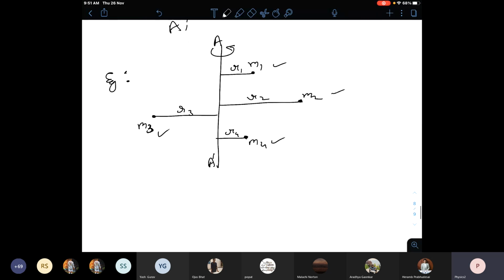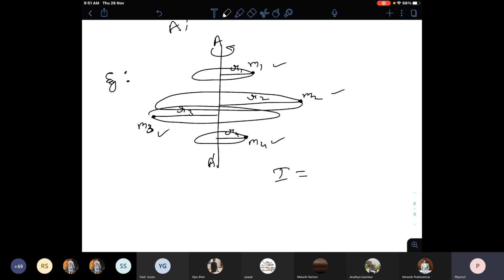Now if you want to write the moment of inertia in this case, this will be rotating like this, this will be going around like this, this will be going around like this, this will be going around like this. They will have different motions, right? So now if you calculate the moment of inertia, it will come out to be m1 r1 square, that is the moment of inertia of 1, plus m2 r2 square, plus m3 r3 square, plus m4 r4 square. That's it. Why am I directly adding them up?